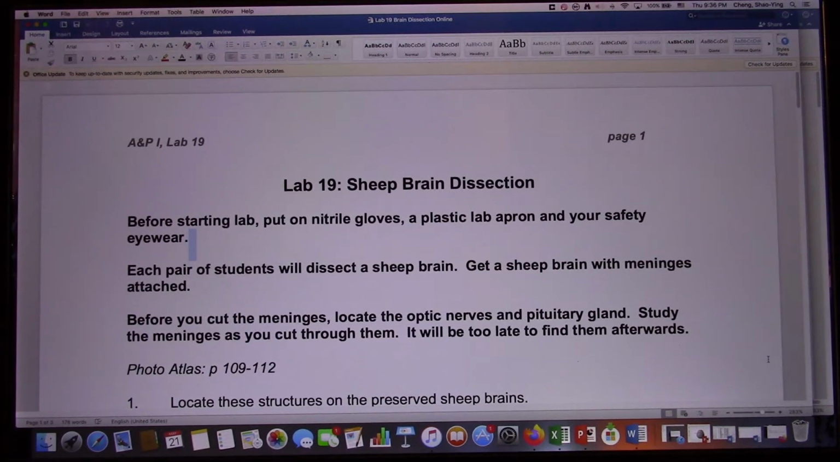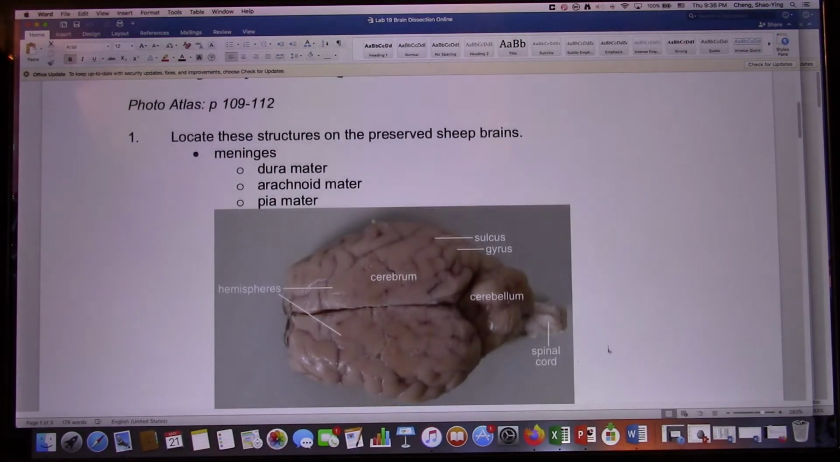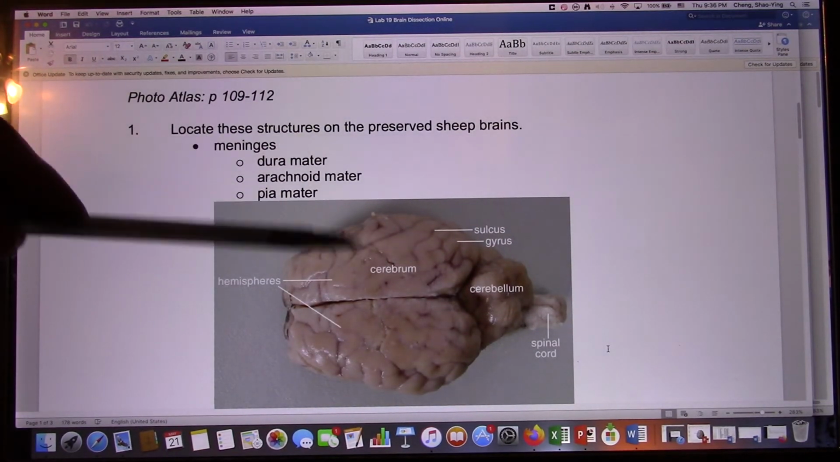Well, in Lab 19, sheep brain dissection. In this lab, we're supposed to dissect the sheep's brain. I'm going to show you some sheep brain pictures, and you are responsible for knowing those big structures. That's the sheep brain, and the outside is covered by meninges.